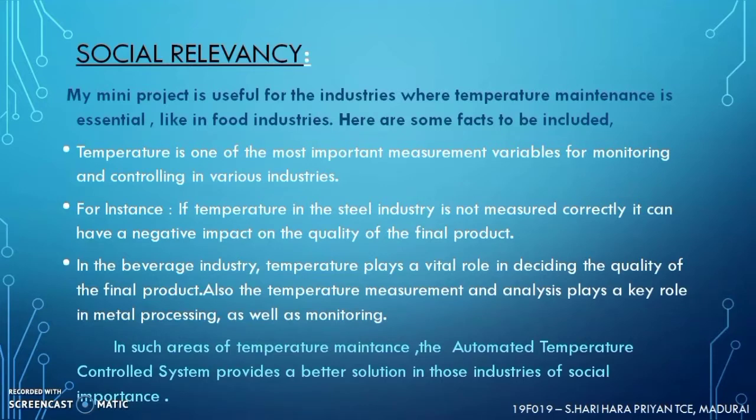And social relevancy. The automated temperature control system is useful for the industries where temperature maintenance is essential, like in the food industries or beverage industries. In beverage industries, the temperature decides the quality of the final product, and it can also be used in the steel industry and metal processing industries. In such areas of temperature maintenance, the automated temperature control system provides a better solution.